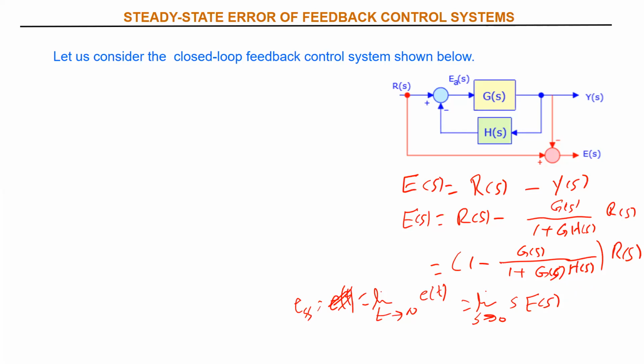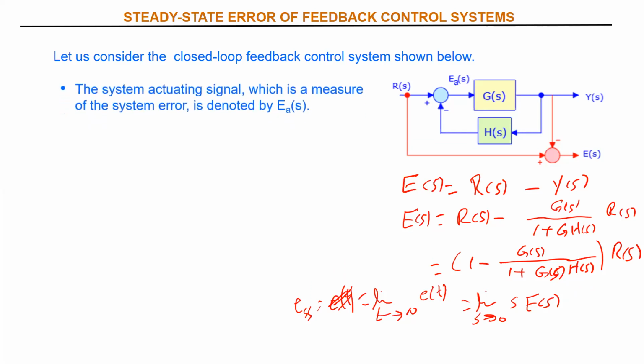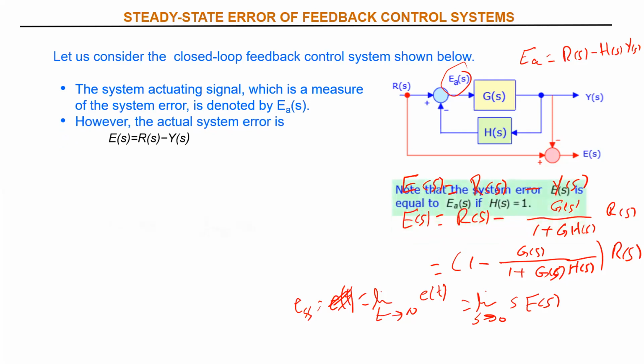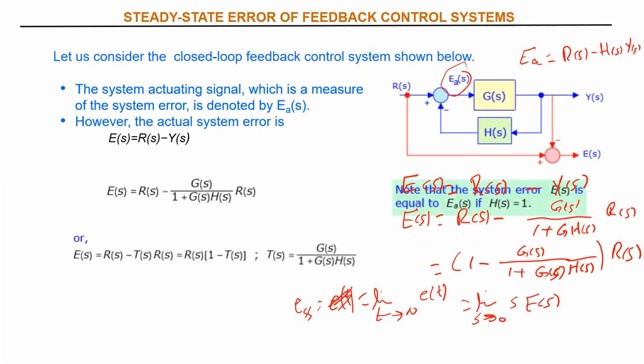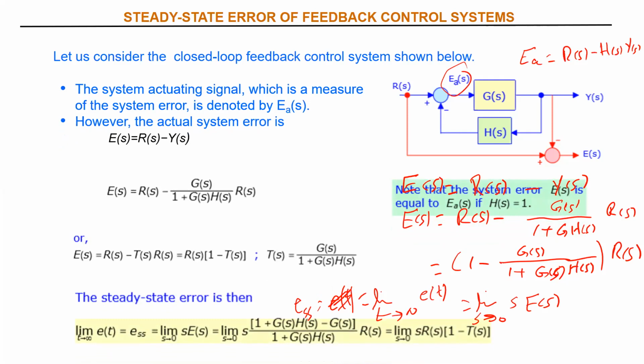Any question here? There is another error which we call the actuating signal. The actuating signal is E of A equals R of S minus H of S, Y of S. In the case where we have a unity feedback system, E of S and E of A will be the same. So this is basically what we have said, and this is the steady state error in terms of R of S.